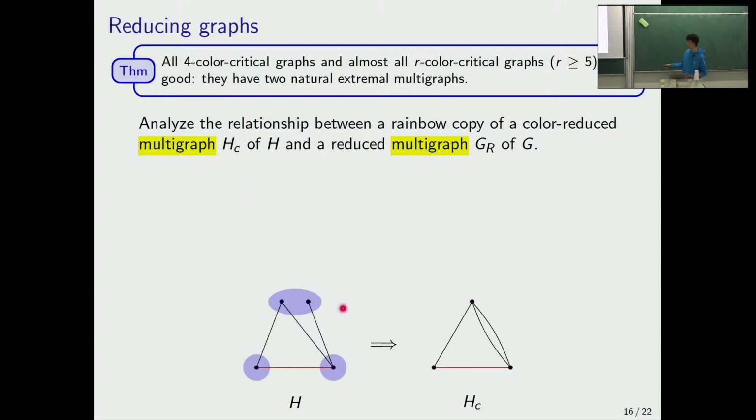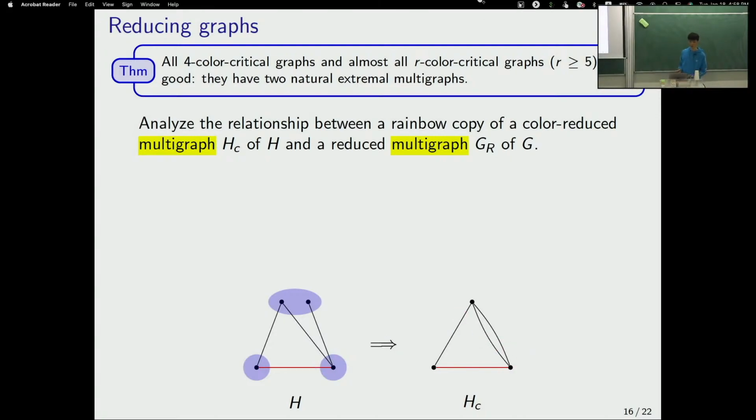So here, this is the vertex that corresponds to this set, and this is the vertex that corresponds to this set. So we give 2 edges between those 2 vertices. If this is 3 color critical, this will have only 3 vertices, and if this is all color critical, this will have all vertices. So this HC has some information about the structure of H, and here it is very simple.